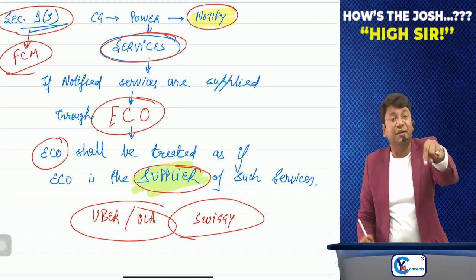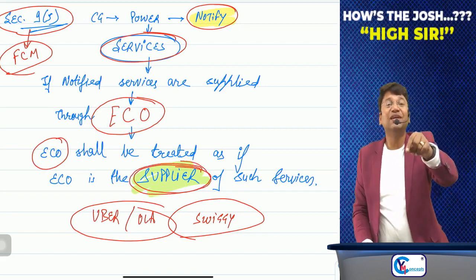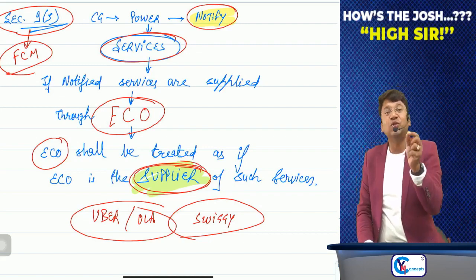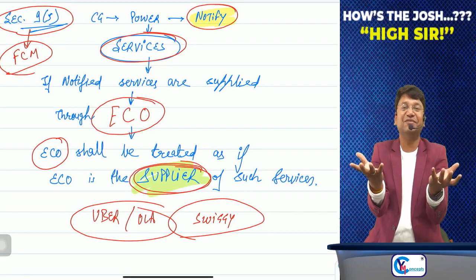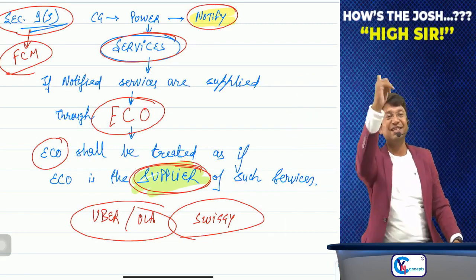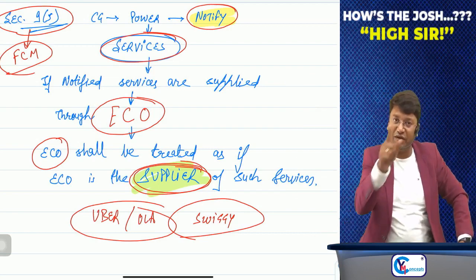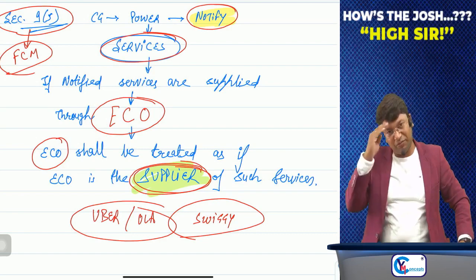ECO will be treated as if he is the supplier of such services. So they have made the ECO act as if he is the supplier, and when the supplier pays the tax, it is forward charge mechanism, not reverse charge mechanism. That's why section number 9 subsection 5 is forward charge mechanism. Sections 9(3) and 9(4) are reverse charge mechanism. I hope you got the point.